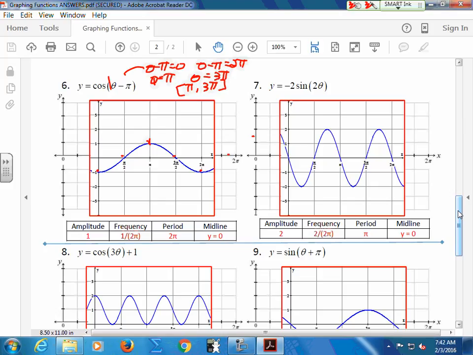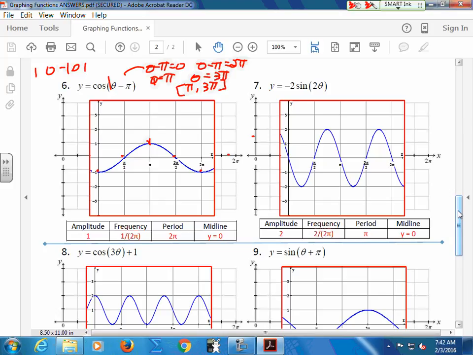What part confused you? Tell me. Okay, so where? Why is it going up if it's cosine? Why is it going? Cosine only goes down. Cosine, no, I didn't shift it. We shifted it to the right, but there's no shifts up or down.